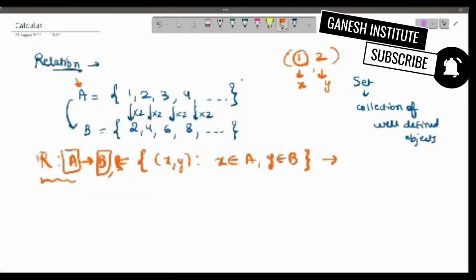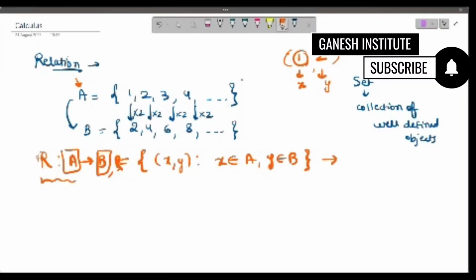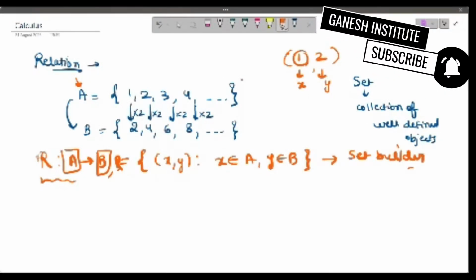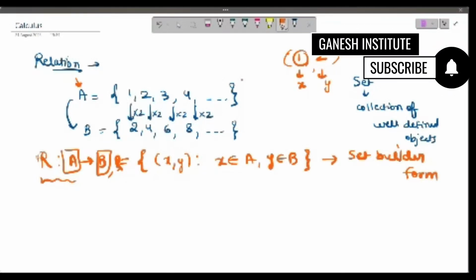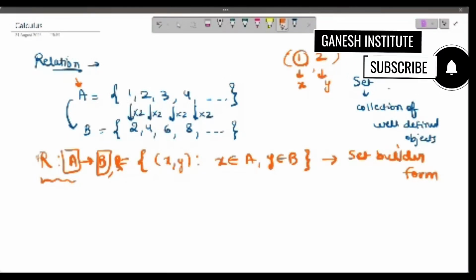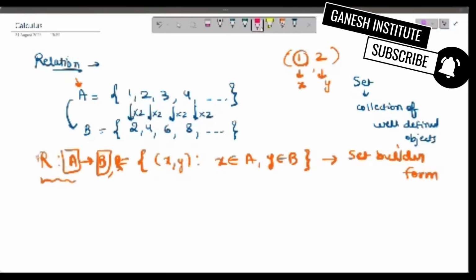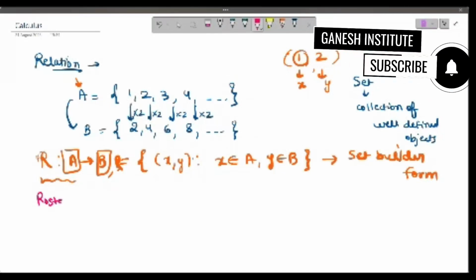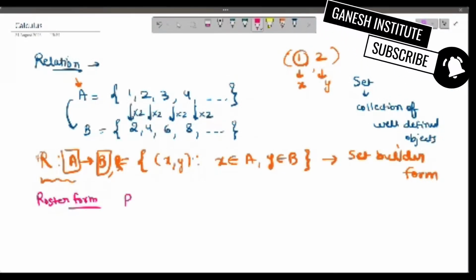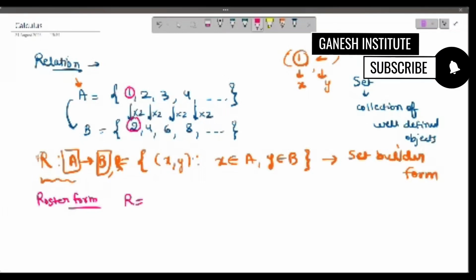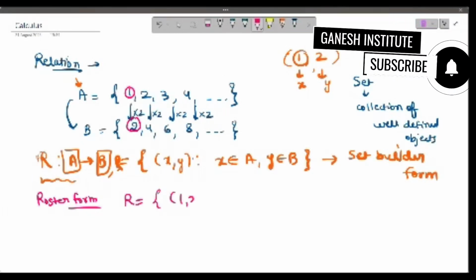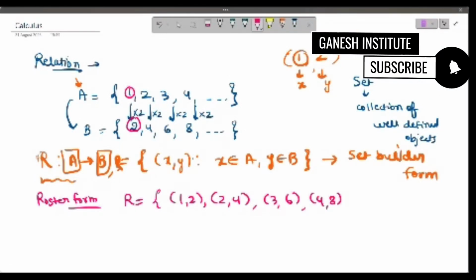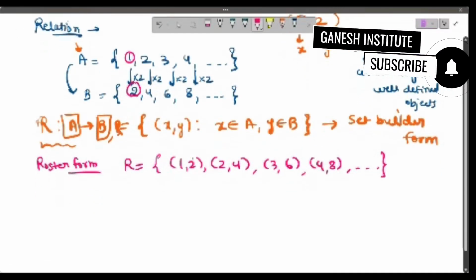And if you have to write this R now, it is the ordered pairs (x, y) such that x belongs to A, y belongs to B. This is the form which we call set builder form. If I have to write it in roster form, how would I do that? For that, I simply pair them up. So I know 1 is going to map with 2, 2 with 4, 3 with 6, 4 with 8, and so on. Is it clear?